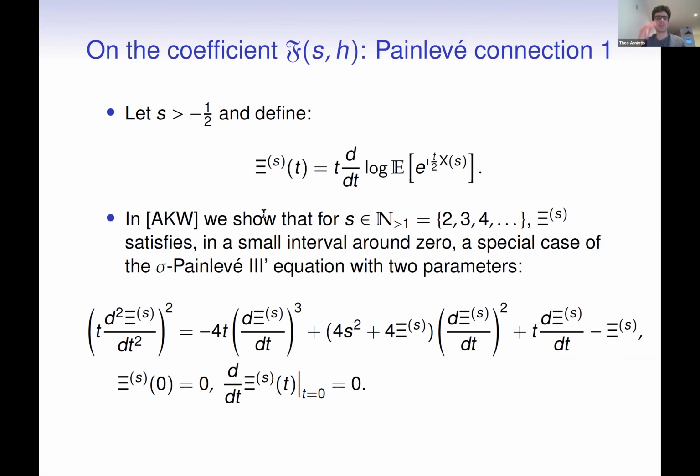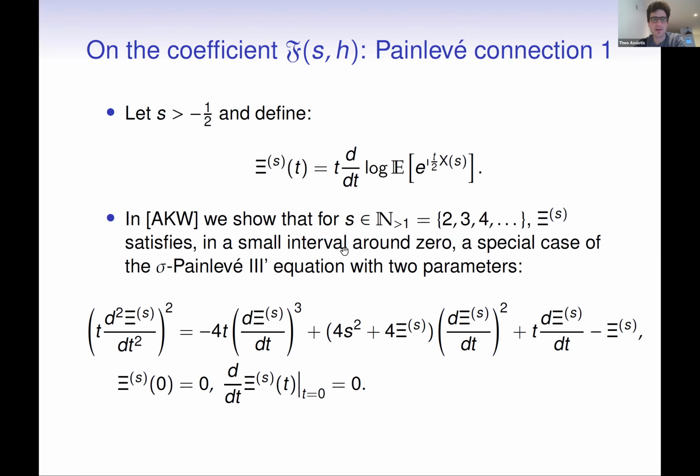Okay, so now this connection to Painlevé equations. So for any s bigger than -1/2, we take the characteristic function, take the logarithmic derivative, multiply by t.